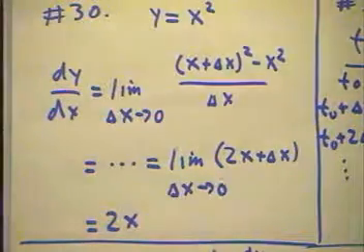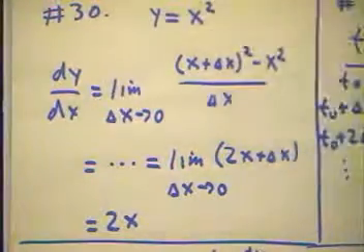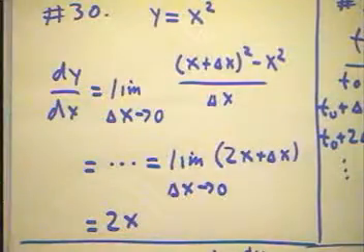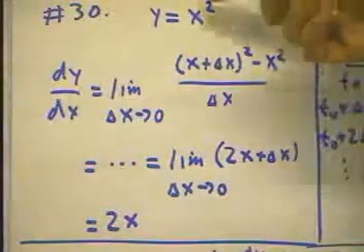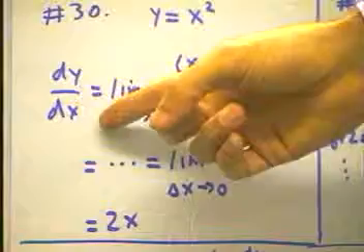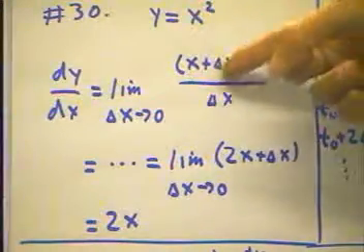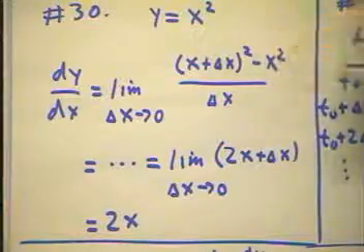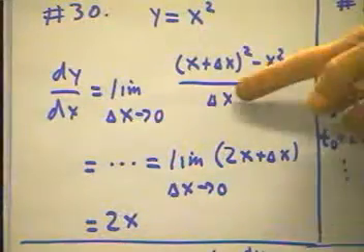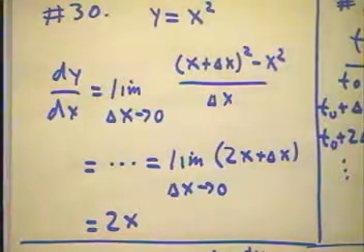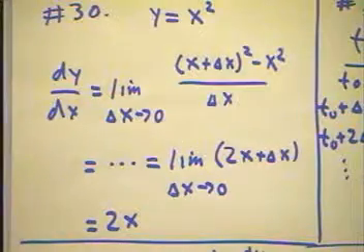Number 30 concerns finding the derivative of a function algebraically. The way we do that, we say that dy dx is the limit as delta x goes to 0 of the function evaluated at x plus delta x minus the function evaluated just at x divided by the delta x, consistent with the pictures that we saw before.